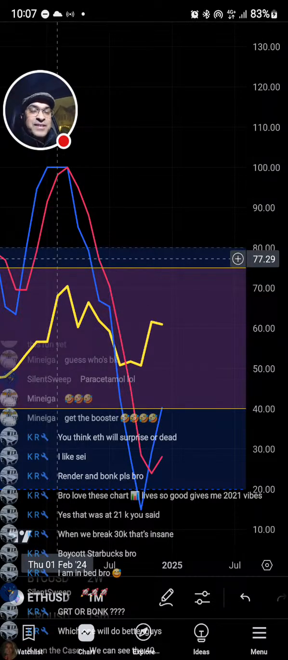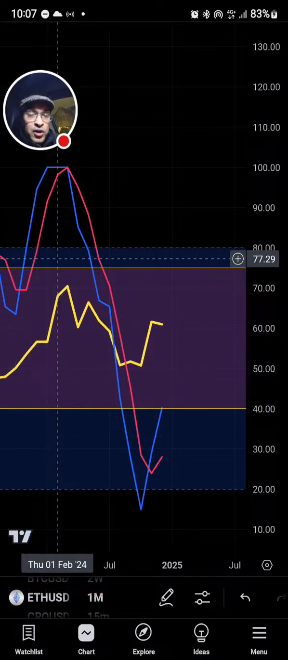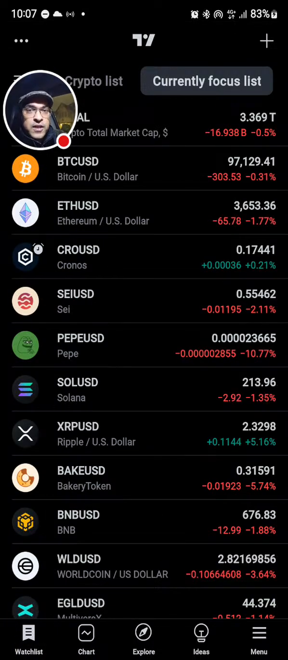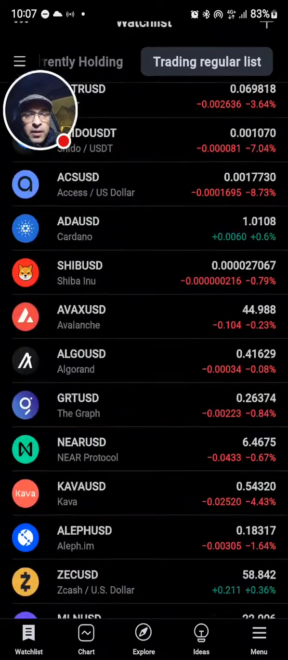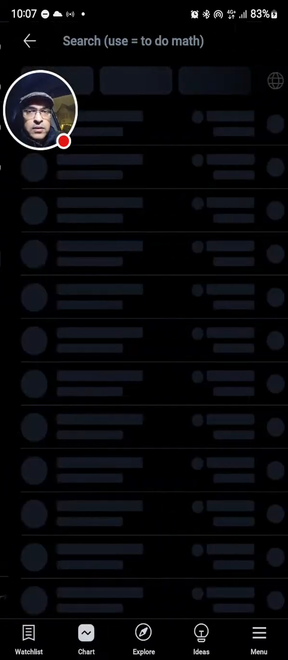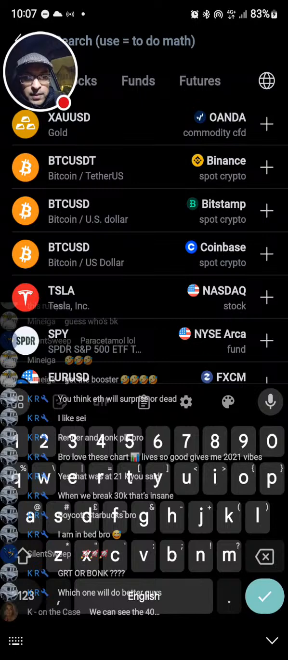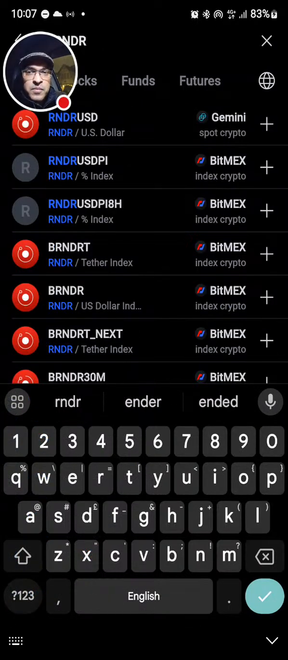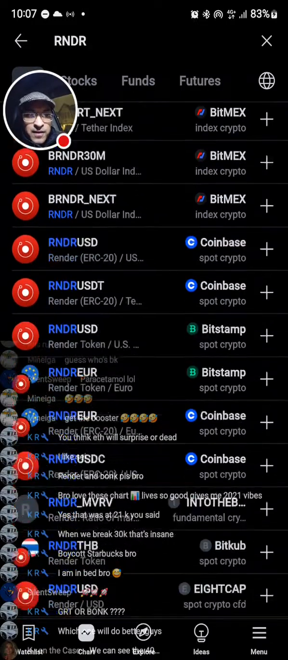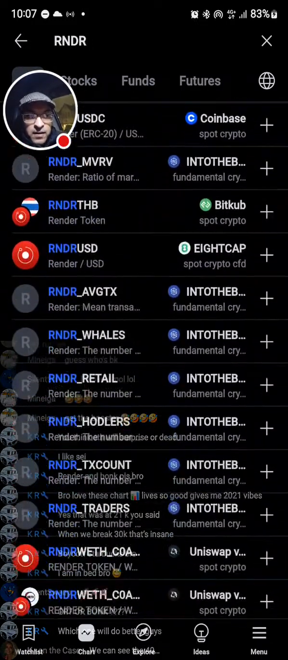Render and Bonk, please. I don't have Render on this chart. Hold on, let me just check the watch list. Do I have Render here? No, I don't have Render. Okay, hold on, let me get you Render. Oh, bloody hell, I can't even see anything here. Because you know the way this chat works, it's kind of just showing on top of that. Let me see if I can.